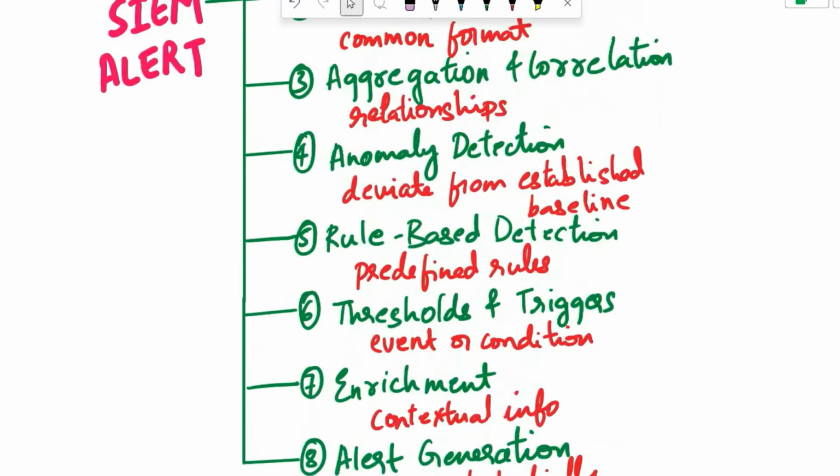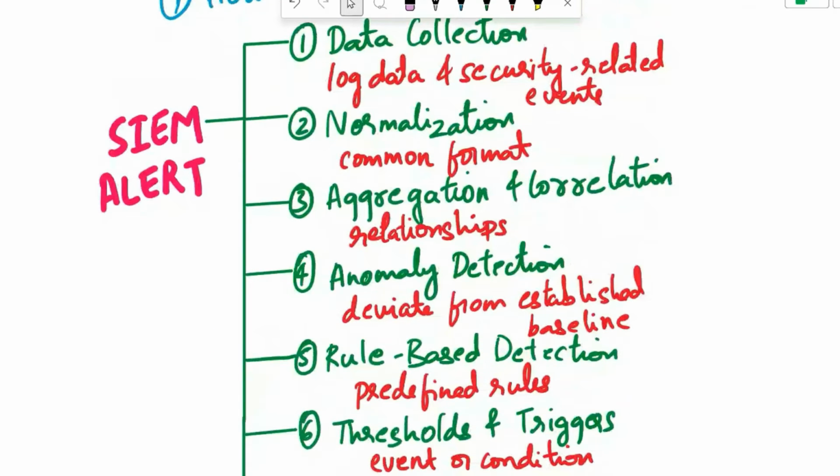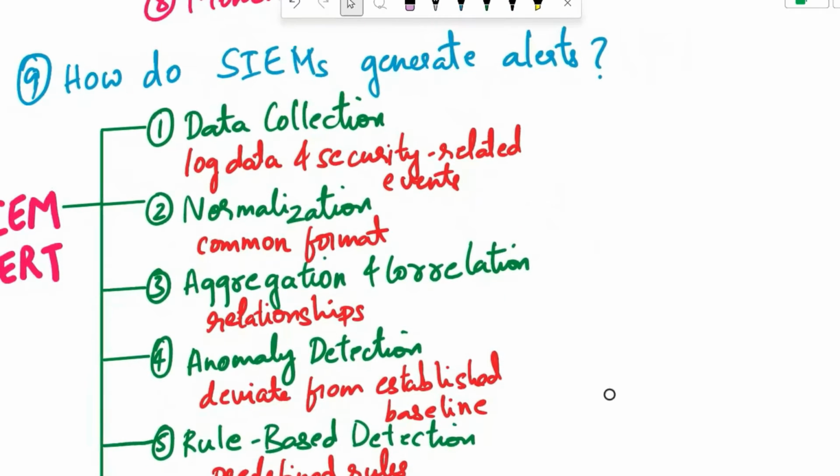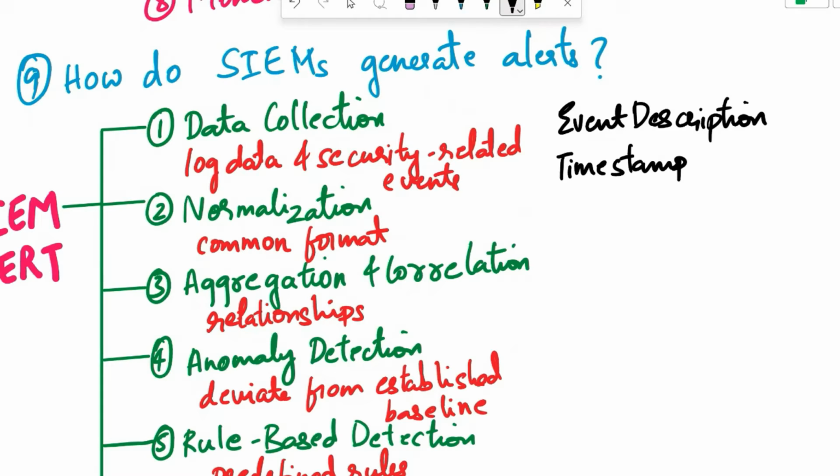In the previous question, we saw how an alert is generated. Now, when the alert is generated, what information should it include? So, the first information that an alert should include is the event description. A clear and concise description of the event or activity that triggered the alert. Next is timestamp. This is the time and date when the event occurred. Next is source and destination. This is the information about the source and destination of the event, such as IP addresses, host names, or usernames.